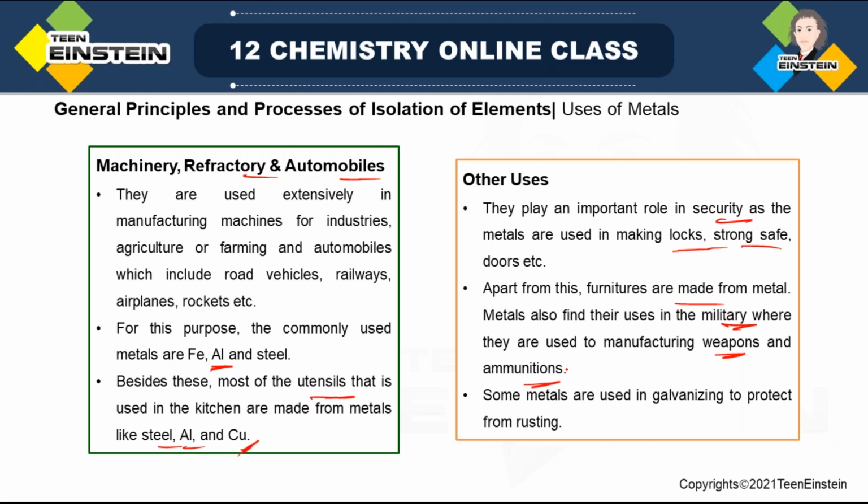Ammunition is basically bullets. Some metals are used in galvanizing to protect metal from rusting. So iron, which is very prone to rusting, if we galvanize it with zinc, that we have already seen in detail, the principle behind this process, in the electrochemistry chapter. So for galvanizing purposes also, coating of metal is done so that rusting can be avoided.